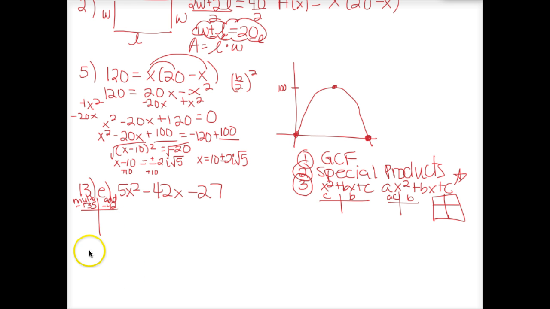So negative 135 is a pretty big number, so most people may not know all the factors of 135 off the top of your head. So you might try a couple of them before you find the right combination. The right combination is 3 and negative 45. These multiply to negative 135, and they do add to negative 42. So that means that I either need to split the middle or use my box.